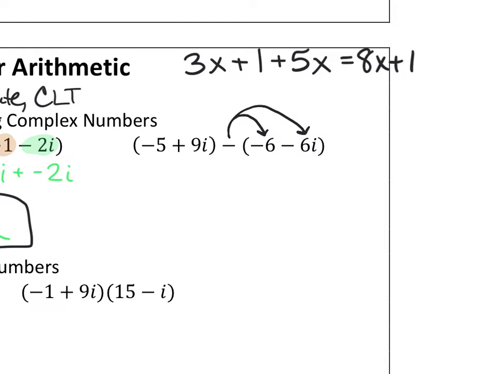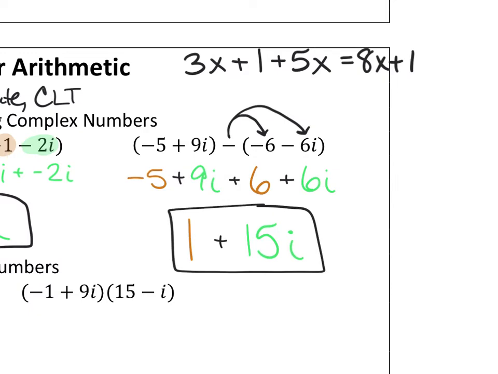That means I end up with negative 5 plus 9i, no change in the first parentheses, and then negative 6. What's a negative times a negative? Positive. So I have positive 6. And then another negative times a negative, positive 6i. Once I've distributed that, do you see that we now have real and imaginary parts? Let's just combine our like terms. Negative 5 plus 6, that's 1. 9i plus 6i, that's 15i. I just combined my like terms.